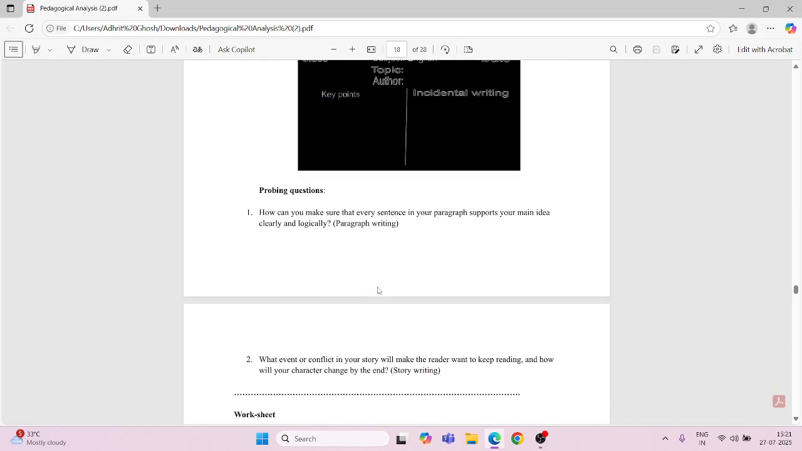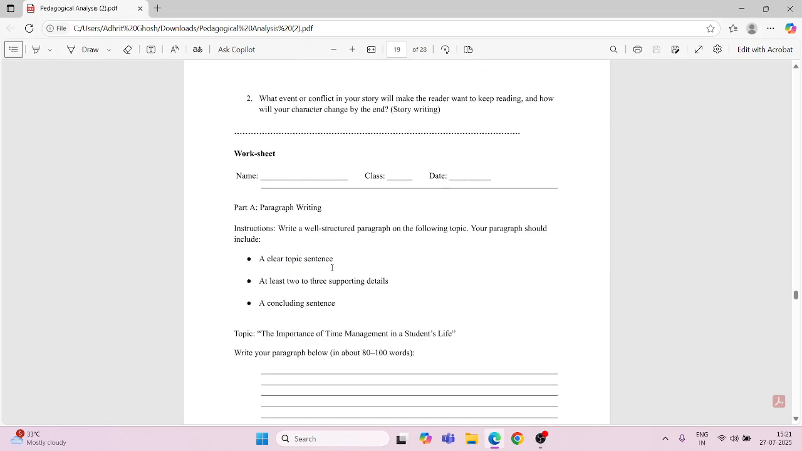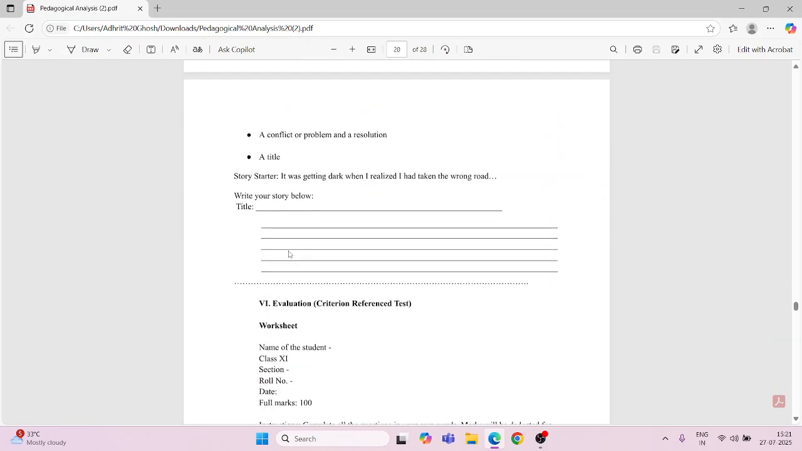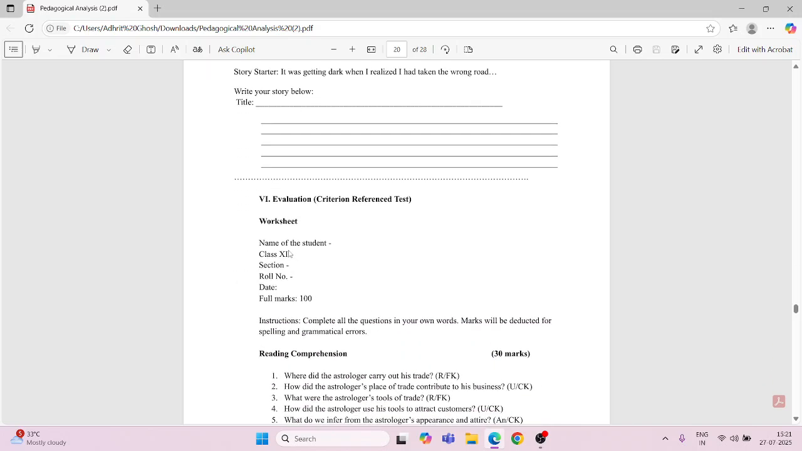Then the probing questions. Here I have basically taught two types of writing skills, one on paragraph writing and one on story writing. So I've given two probing questions, one for each. Then here is the worksheet based on one paragraph writing and one story writing. Okay. Now we move on to the next segment, that is the evaluation part, that is criterion reference test.